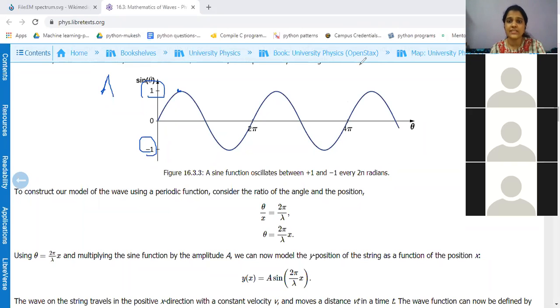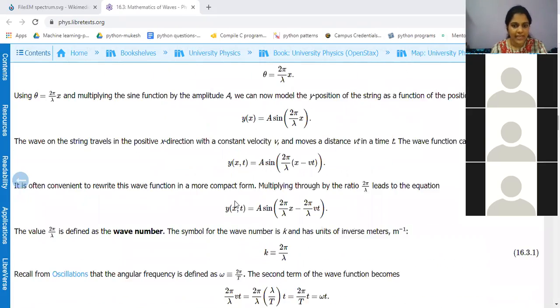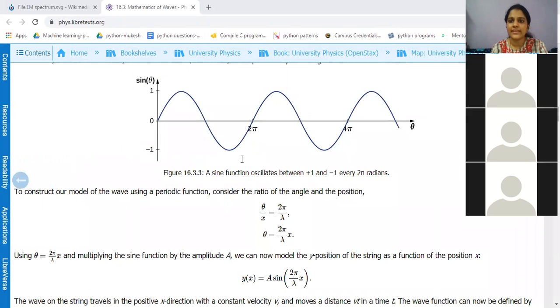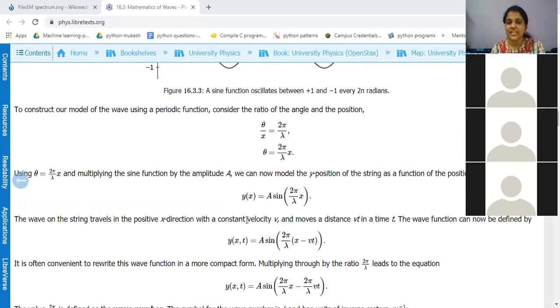Let me see if there is any other diagram over here. Okay, there is no other diagram, so let me explain in this diagram itself. For example, if this is my x-axis and this is my y-axis, and my sine wave starting from the origin is propagating along the x-axis. On the y-axis, the amplitude above 0 is +1 and below it is -1, which can also be written as A and -A.